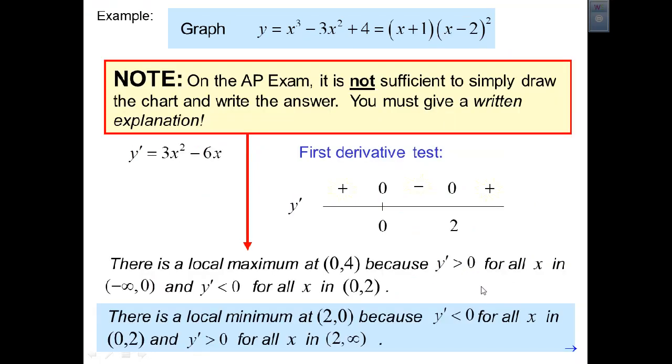All right, and if you're curious, here are a couple of other written out good justifications for why you can say there's a local maximum at (0, 4) and a local minimum at (2, 0). And once again, on the AP exam, it's not sufficient to draw this chart. And his chart's a little different than mine. He put the 0 and the 2 on the bottom. And these zeros just identify that that's where the derivative is equal to 0. I'm not a big fan of his chart. That's why I showed you mine.